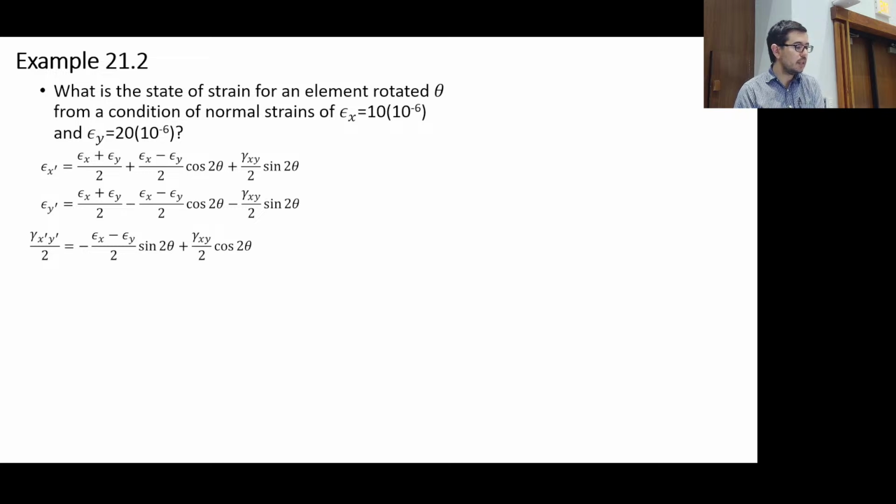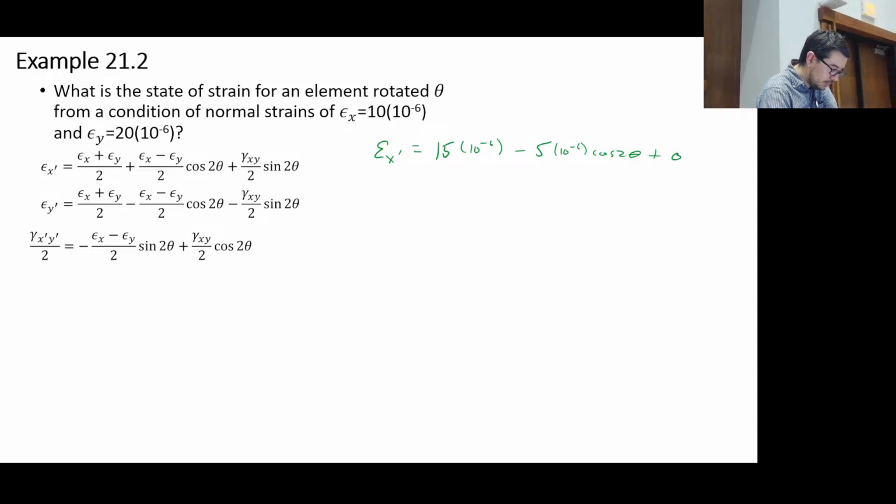What we want to do is think about the strain transformation equations again. We can say that epsilon x prime is equal to this 15 times... wait a second, hold on. Okay, where did this 15 come from? Right, that's the average here. Okay, where does this difference? This is a -5, right? So we can then calculate this, and we're just saying, hey, what's the state of strain for an element rotated theta?